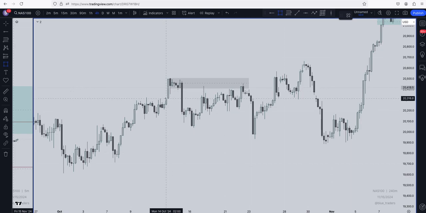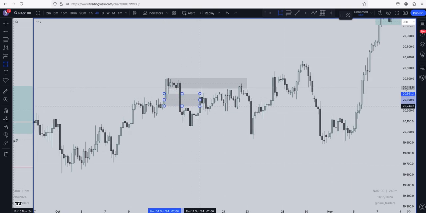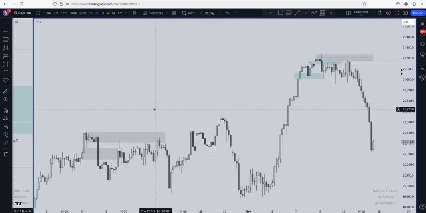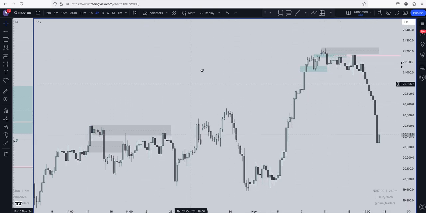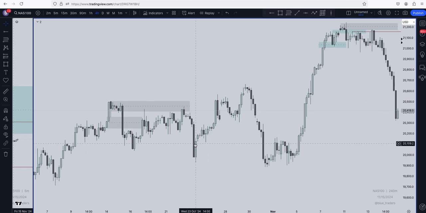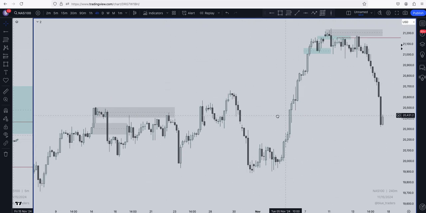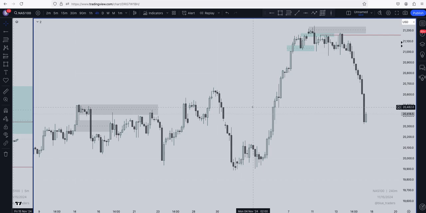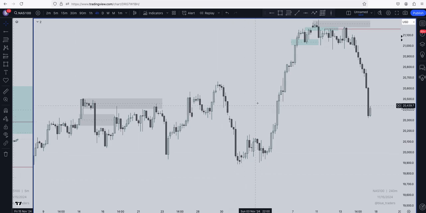And this was the fair value gaps that got disrespected. It got disrespected and price came back here. What's the difference between this and this? And what happened next? Price dropped. What happened next here? Price dropped. It doesn't matter how far it dropped, but it dropped. All right? It's the same thing that happens.